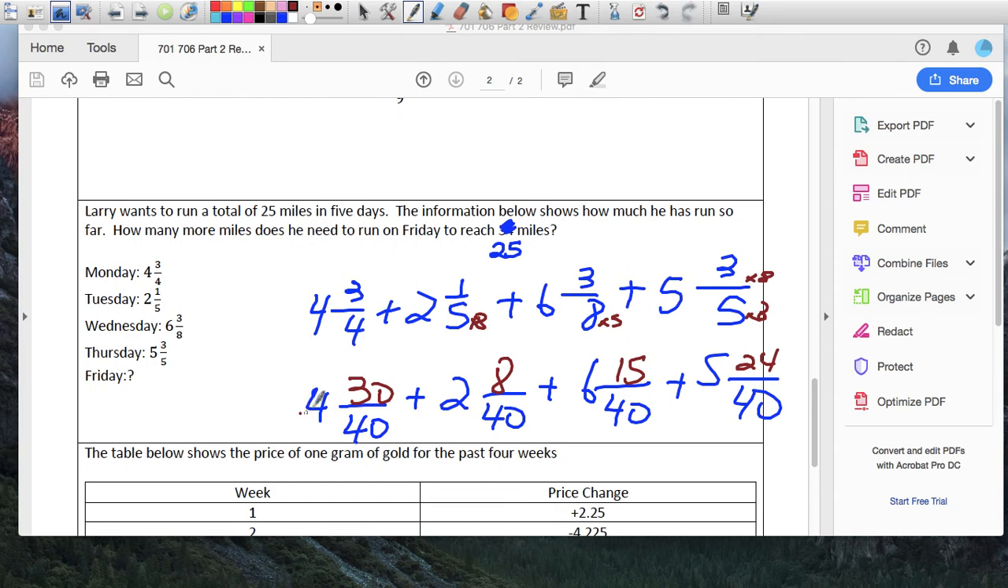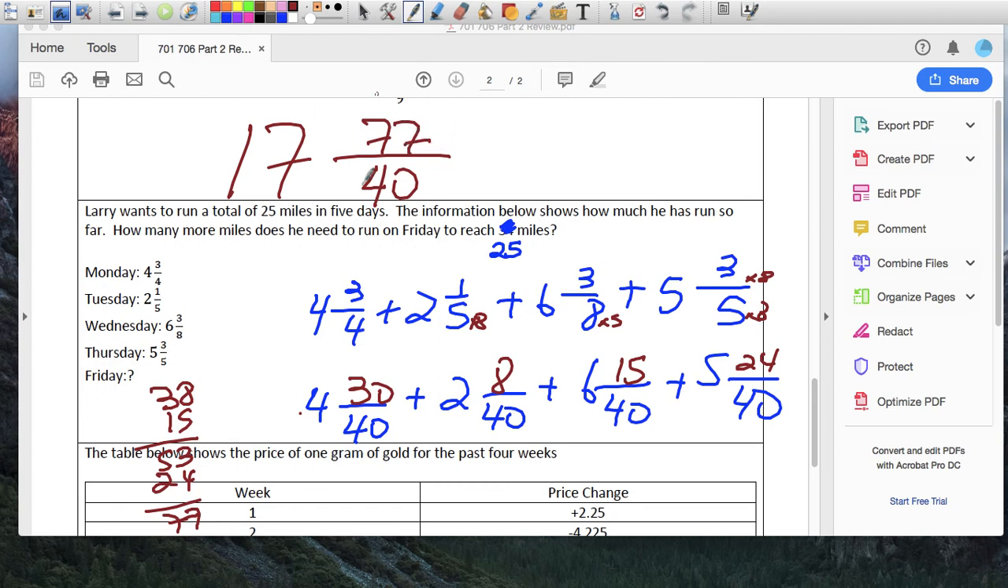Let's add all the whole numbers. 4 plus 2 is 6. 6 plus 6 is 12. And 12 plus 5 is 17. So my whole number is 17. The bottom is going to be 40. Let's add the numerators. 30 plus 8 is 38. 38 plus 15 is 53. And 53 plus 24 is going to be 77.